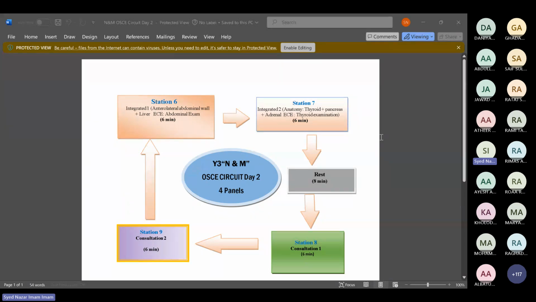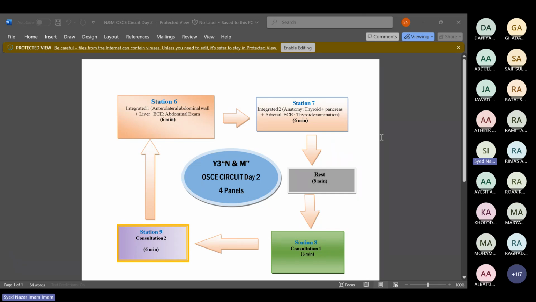Sometimes it happens that you did it in the right way, you did it very nicely, but you missed some steps. The marking is based on the steps, whether you took the permission. I'm giving you some examples: you took the permission, you washed your hands, then you closed the session and thanked the patient. These are the steps as given in your ECE logbook. So please remember that you stick to the steps given in your logbook, and you perform accordingly.